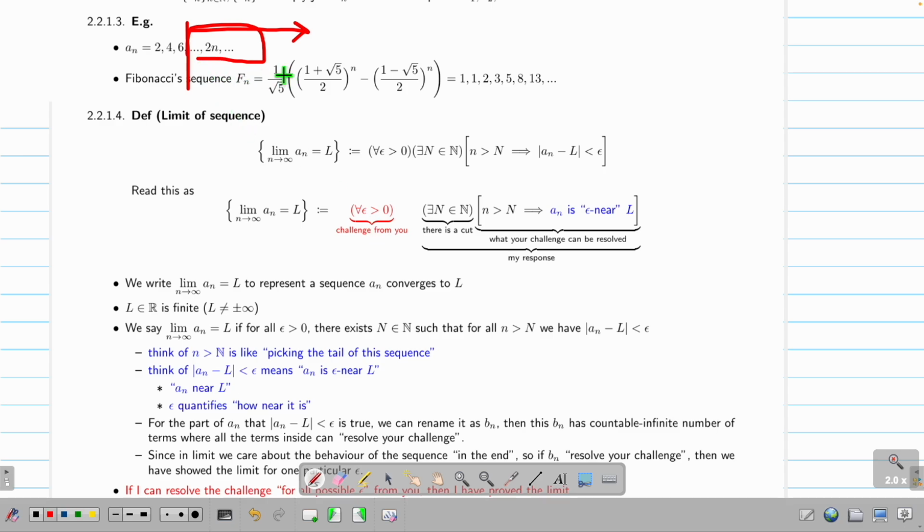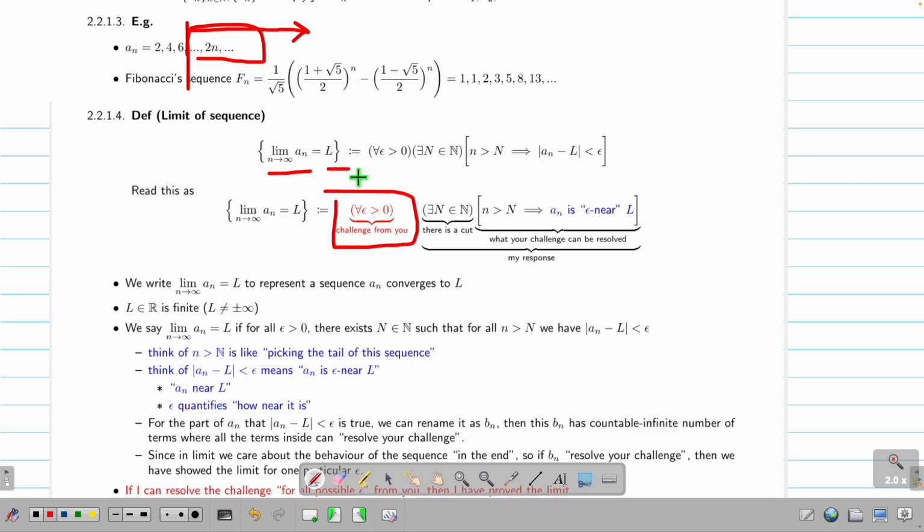Everything after this cut is smaller than your gap. Then I win. And I need to do this for any challenge you give me. If I can beat any challenge you give me, I win all the argument. Then I win. This is how you prove a limit is L. This is the idea. So that means what?